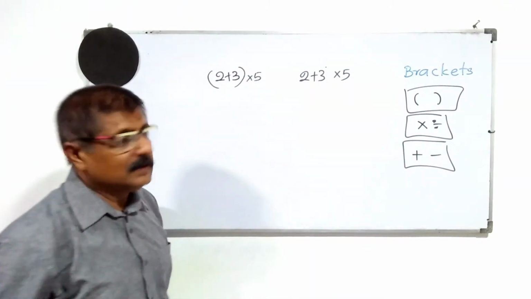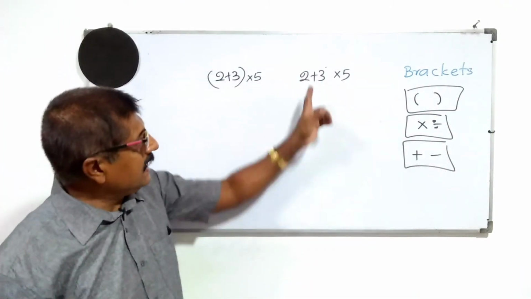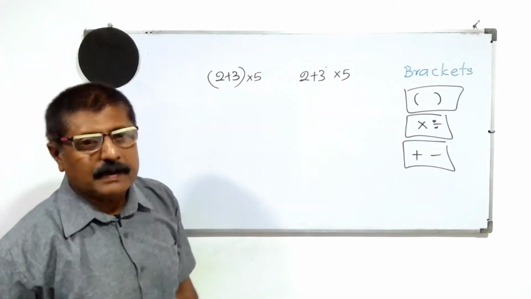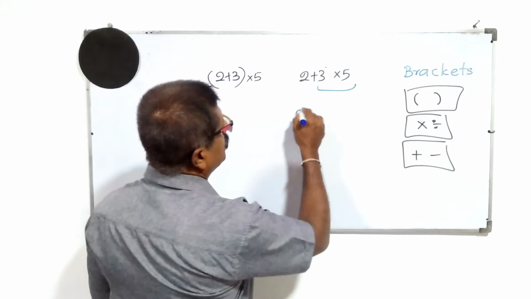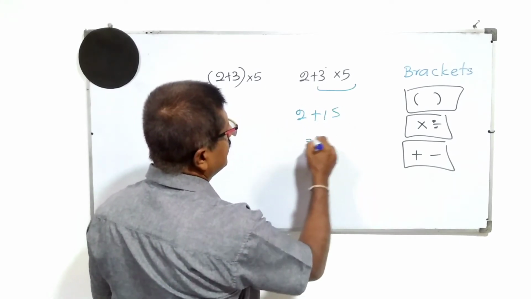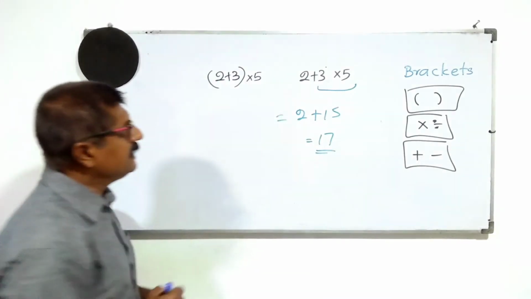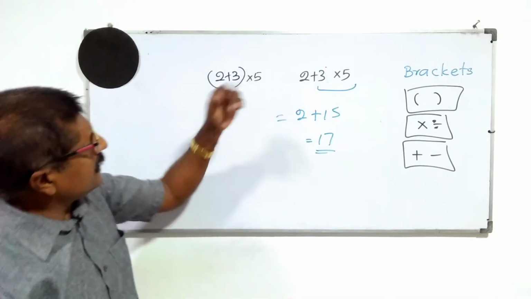Now, in here, 2 plus 3, multiplication 5. Addition family, multiplication family. 2 families are there. Then what can we do? You have to solve this one first. 2 plus 15, that is 17. But in here, same thing. 2 plus 3 multiplication 5.